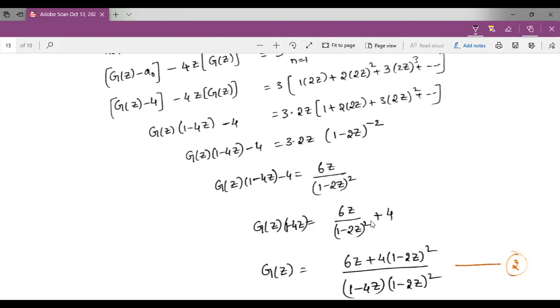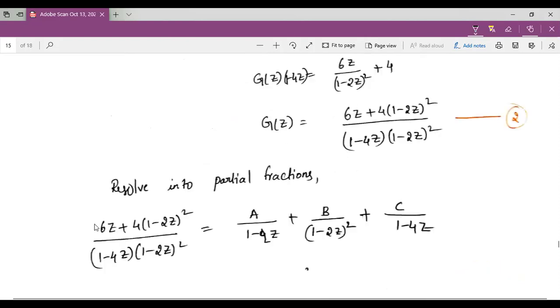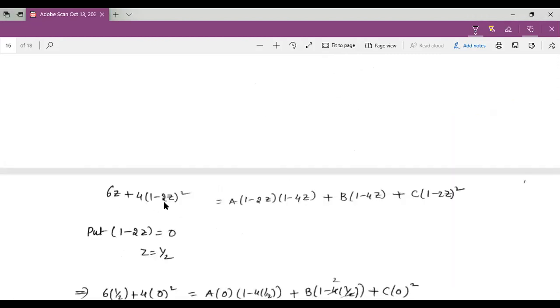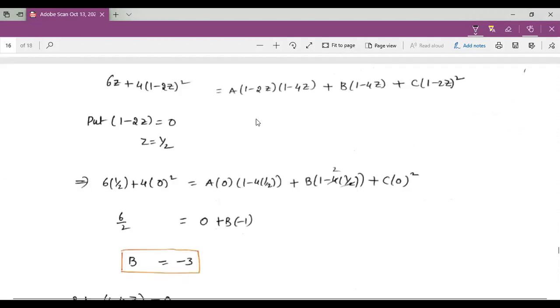Now we resolve this equation into partial fractions. So 6z plus 4 into 1 minus 2z whole square by 1 minus 4z into 1 minus 2z whole square is equal to, here also a repeated linear form. In this case also we get three variables: a by 1 minus 2z plus b by 1 minus 2z whole square plus c by 1 minus 4z. Using these we find the values of a, b, c. The equation is 6z plus 4 into 1 minus 2z whole square is equal to a into 1 minus 2z into 1 minus 4z plus b into 1 minus 4z plus c into 1 minus 2z whole square.